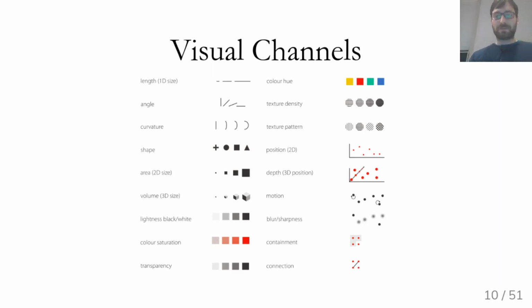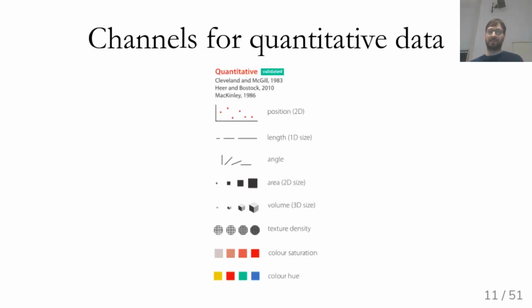One thing that you should keep in mind, in particular for quantitative data, meaning continuous data, is there's a pretty clear hierarchy of these. There have been several works that study how human perception works and what things work well. So position is by far the strongest cue. Comparing the position of things is much easier than comparing anything else.